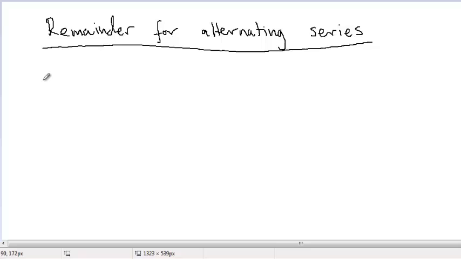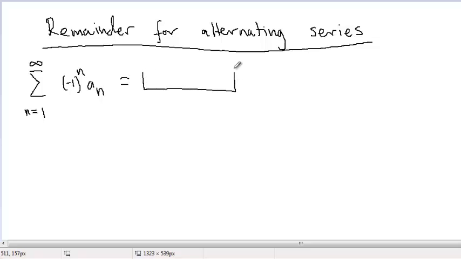Next, let's look at the remainder for alternating series. This time we have a series of the following form: summation from 1 to infinity, negative 1 to power n, a sub n. This is an alternating series. And again, like in the previous case, let's say we go ahead and separate the first k terms.